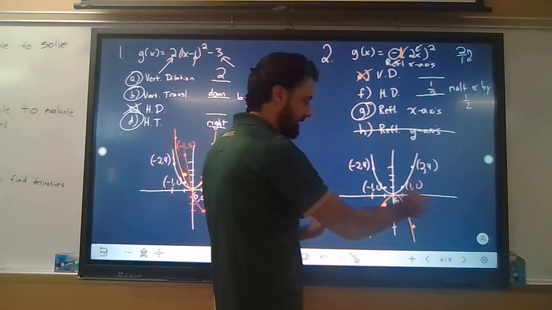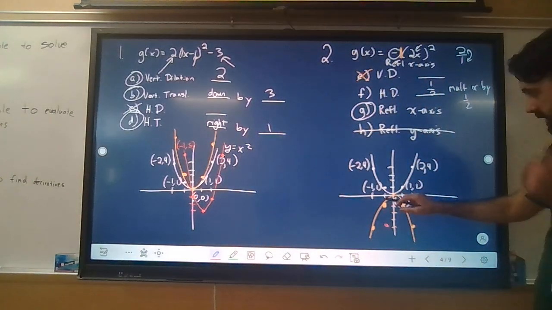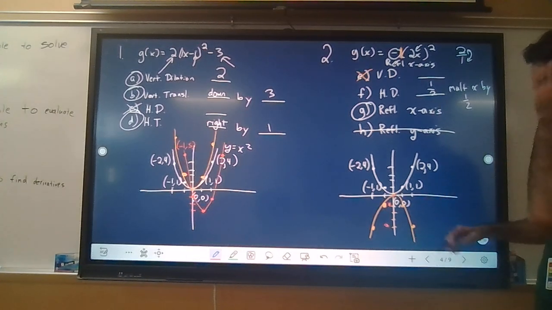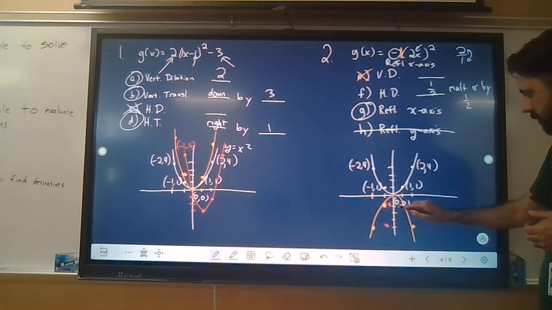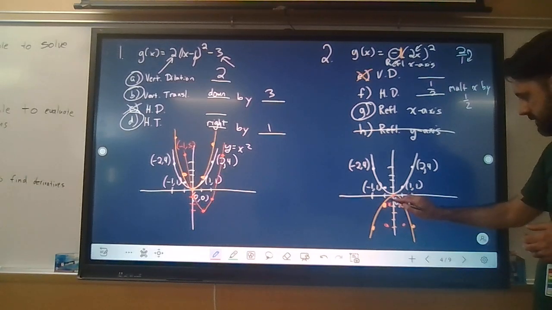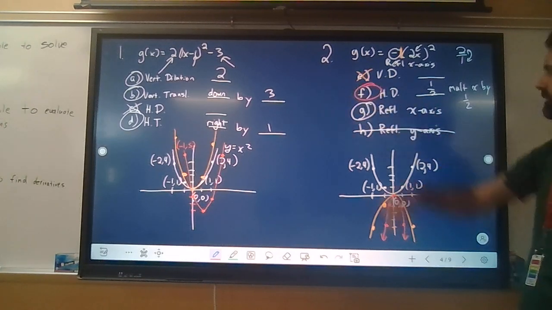So these will move side to side if they move at all. The x value was -1 here. Now the x value is -1/2. 0 doesn't move. 0 divided by 2 is still 0. 1 divided by 2 is 1/2, and 2 divided by 2 is 1, and so it looks like this. Again, a horizontal dilation with the reflection across the x-axis. And that was a transformation there.